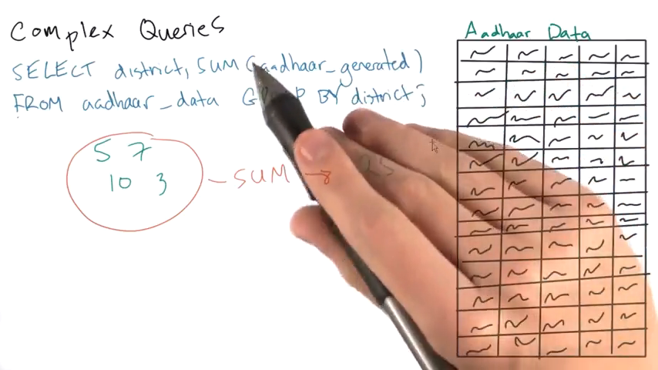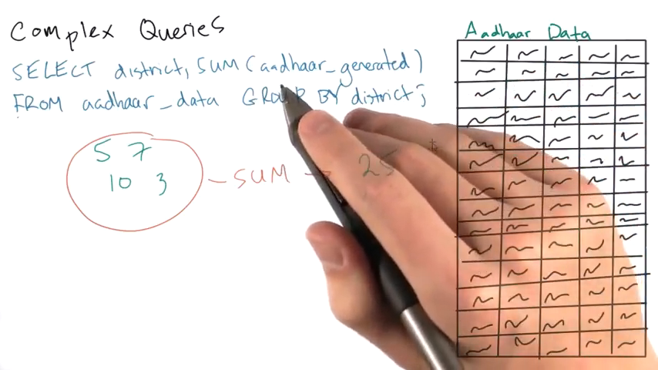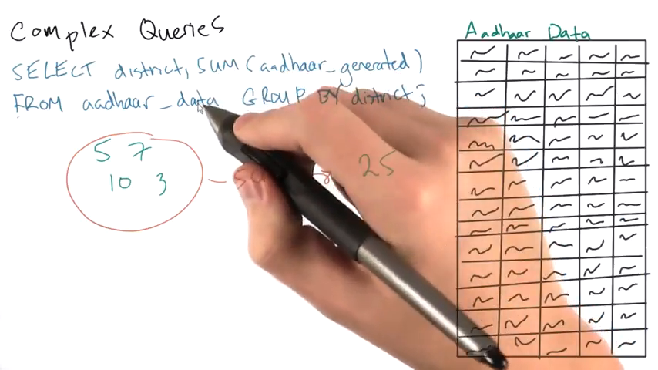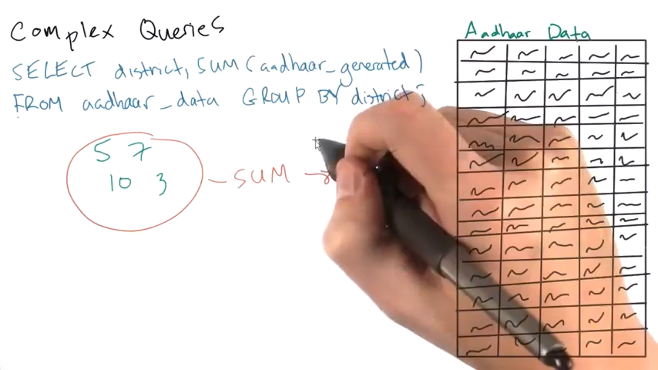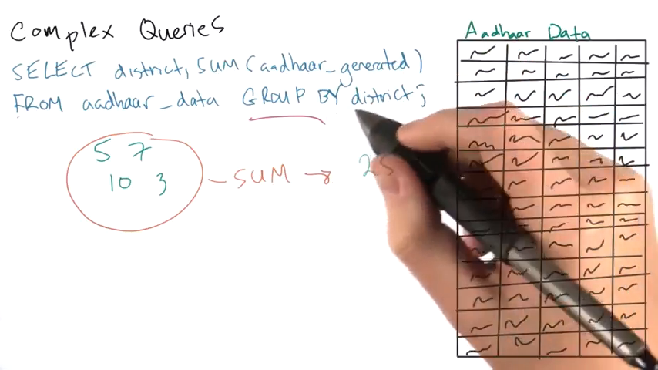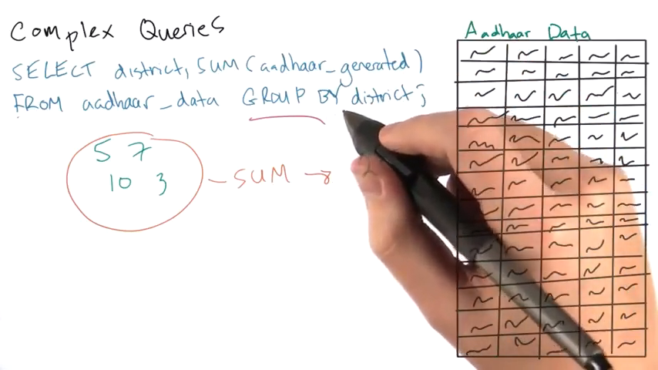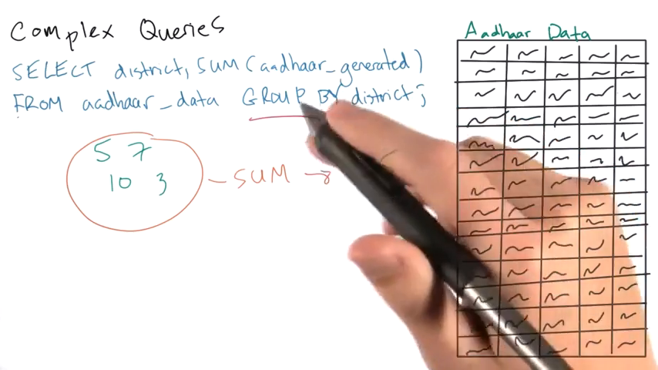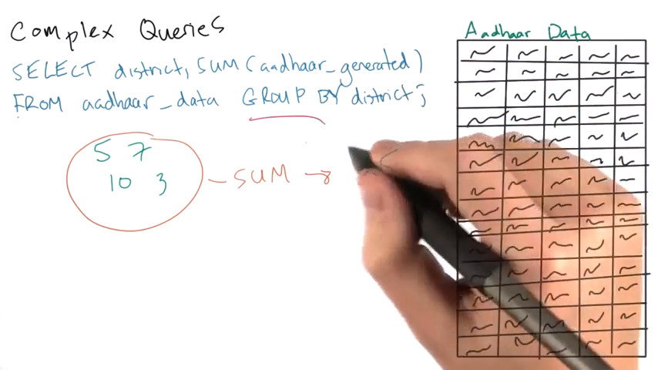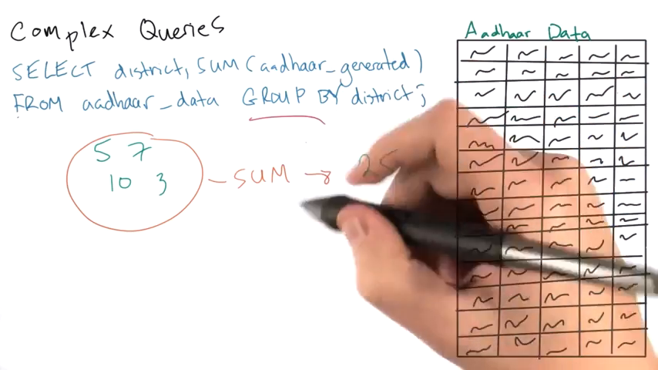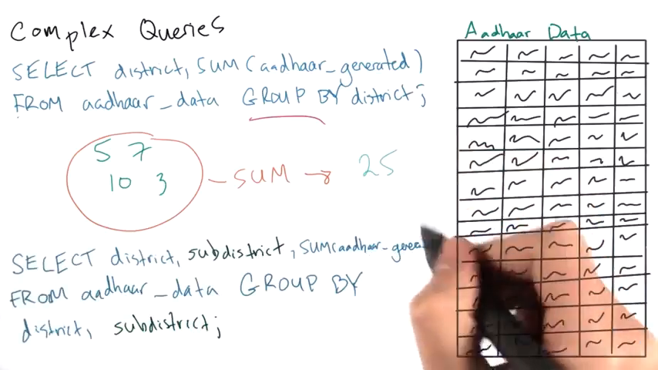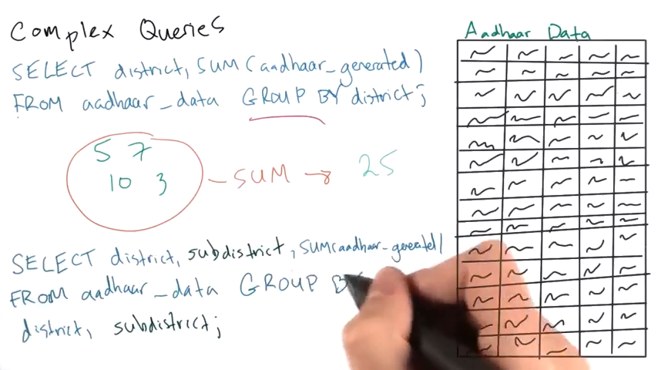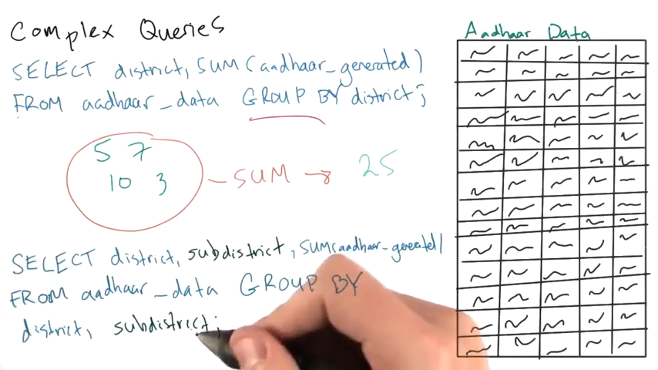Now, in order for our results to make sense, we're only going to want one row in our output for each district. So we throw in this group by clause on the end, which essentially says, let's only have one row per district in our results. There can be numerous clauses in a group by. So we could also say this. Select district, subdistrict, sum oddhard generated from oddhard data, group by district, subdistrict.